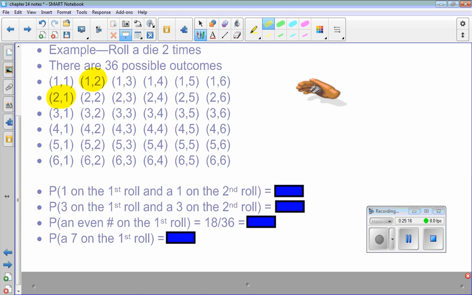Probability. I'm going to unhighlight these, because when we have a sample space listed as we do here, we can sometimes use it to come up with probabilities. So what's the probability I get a 1 on the first roll and a 1 on the second roll? Well, a 1 and a 1 is this one right here. Is that the only time that happens here? So that is 1 out of 36.